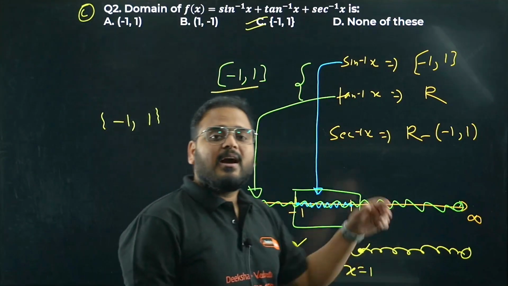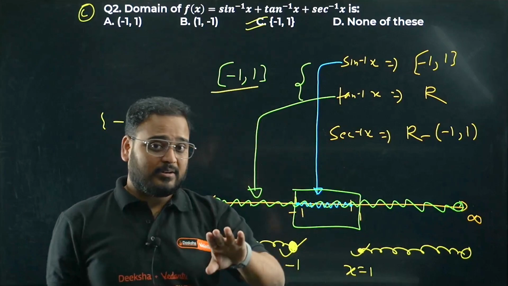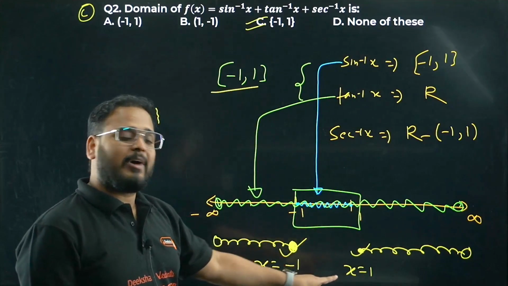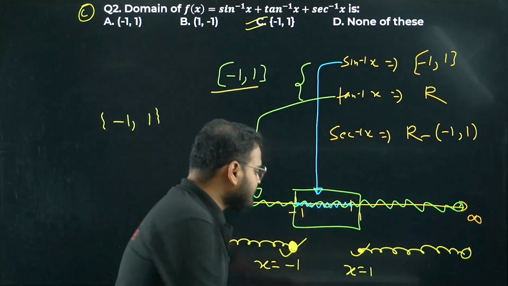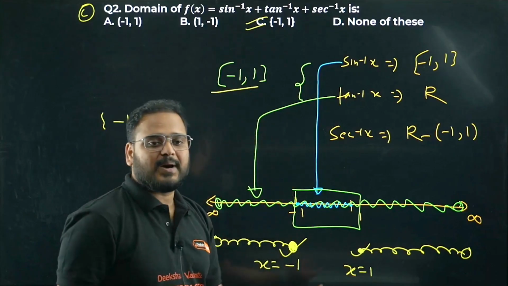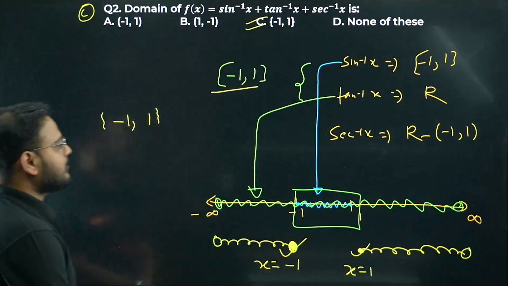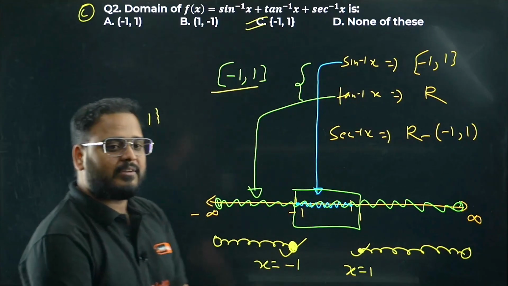Getting my point, right? We are not having values from minus 1 to 1. Only minus 1 and 1. Why not, sir? Because in the second verse, this part is not there. Getting it or not? Let me know your doubt in the comment section if you're having.